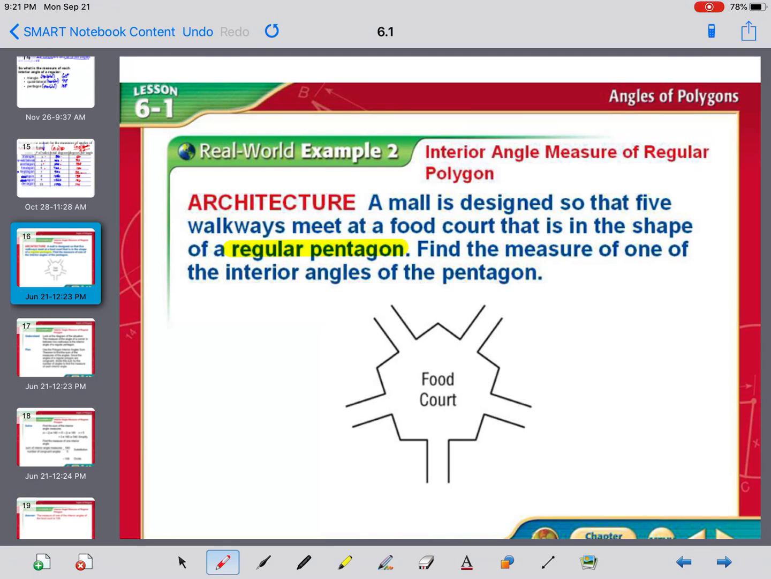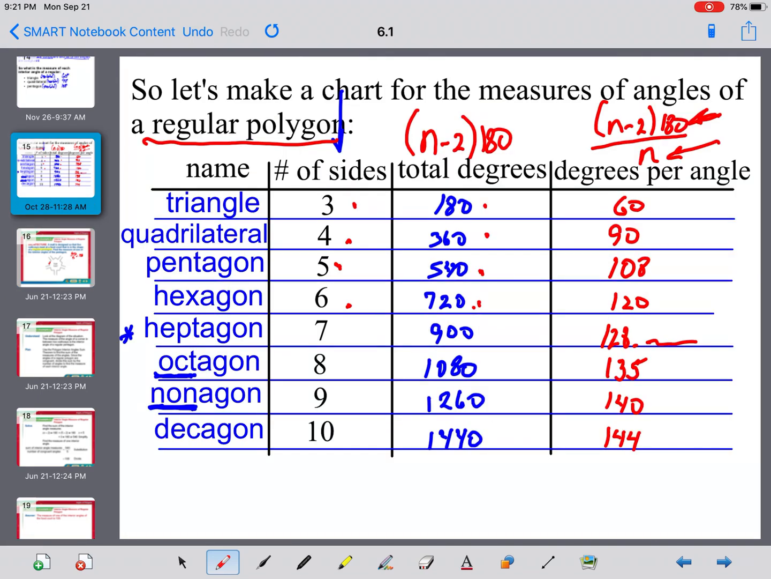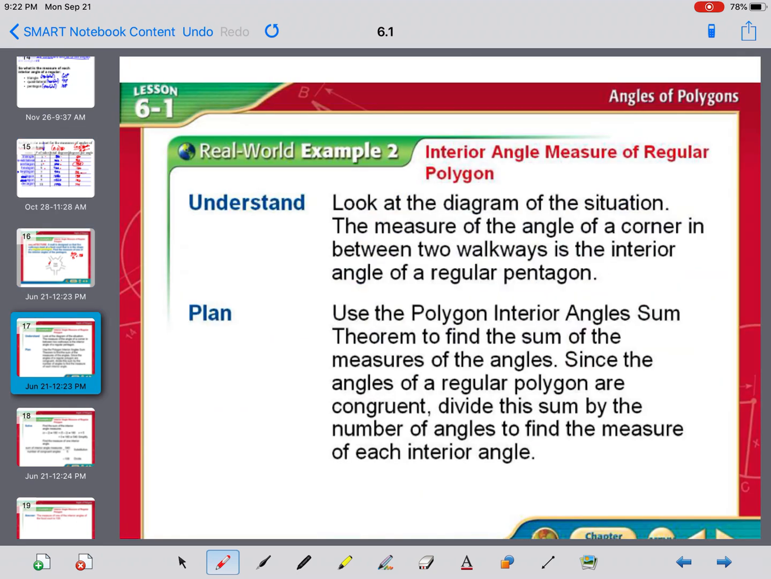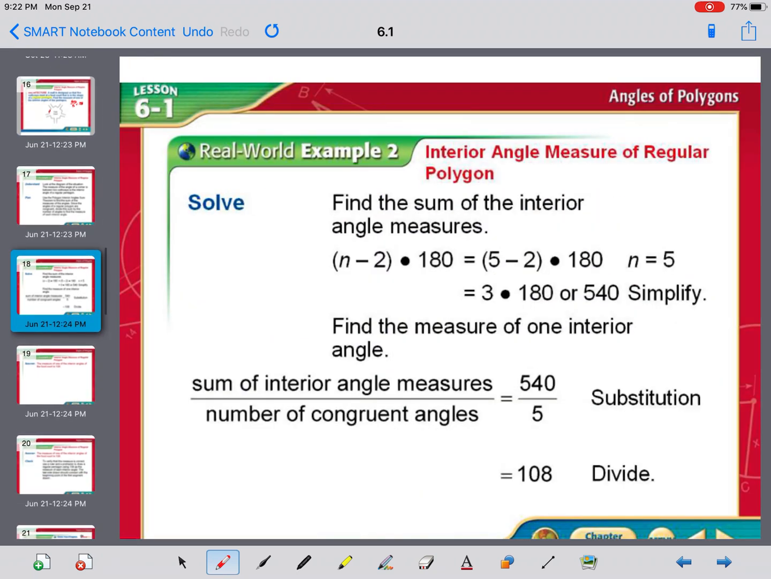A mall is designed so that 5 walkways meet at the food court that is in the shape of a regular pentagon. I always like going to food courts. So many options, so many good things to eat. Find the measure of one of the interior angles. So they want to know the measure of an interior angle. Since there are 5 of them and there's 540 degrees total, we divide and we get 108. Or we could look back at our table and see that there's 108 without doing anything else.